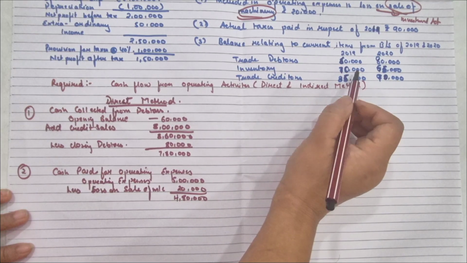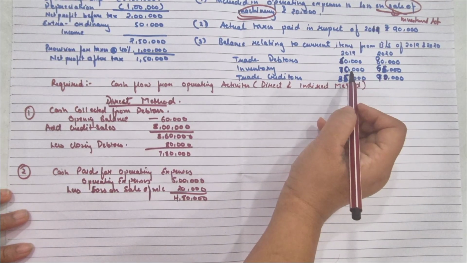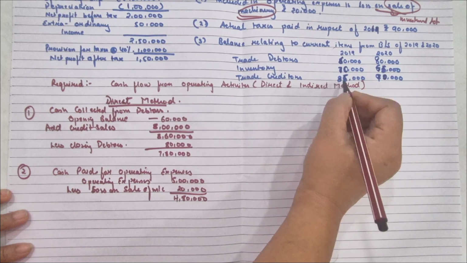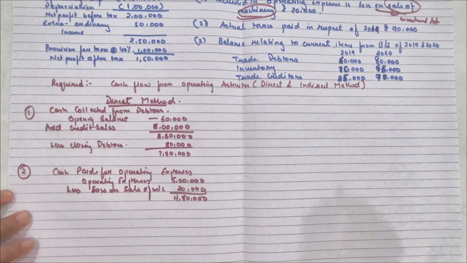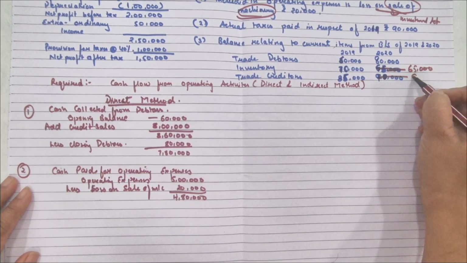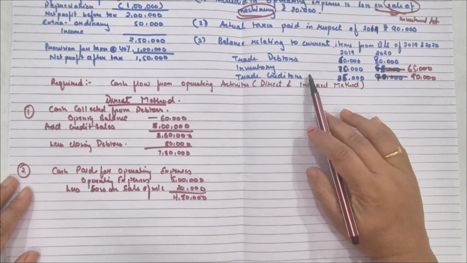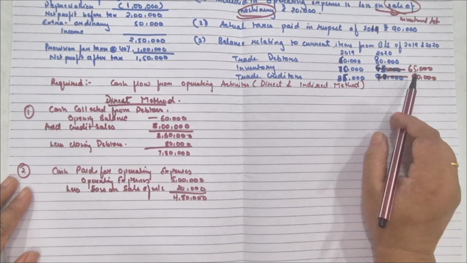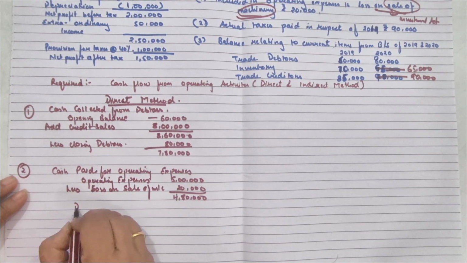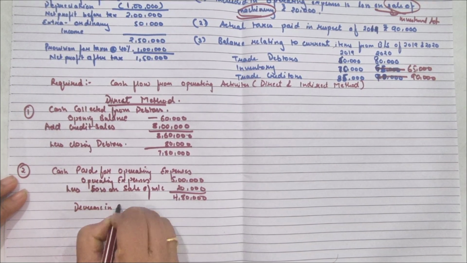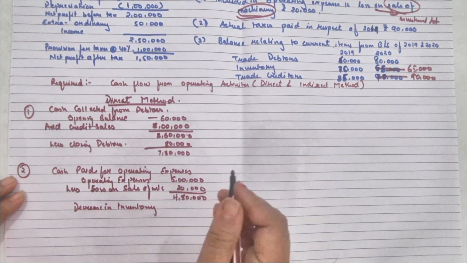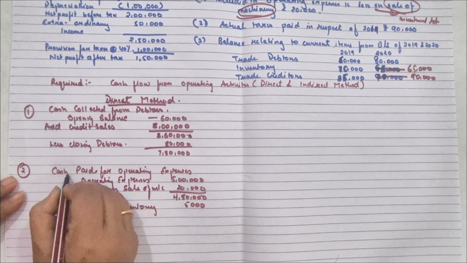Then there is a decrease in inventory from 70,000 to 65,000, and there is an increase in creditors from 85,000 to 95,000. If it is not clear, let me write it clearly. Inventory has decreased from 70 to 65, which means there must have been a decrease in inventory, so cash of 5,000 rupees was saved. And we are calculating the cash paid.